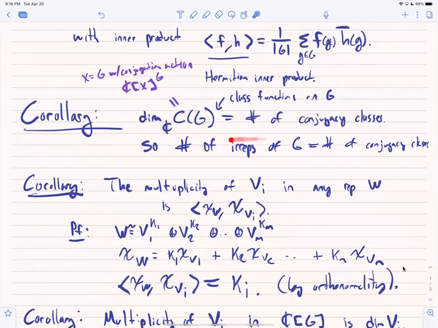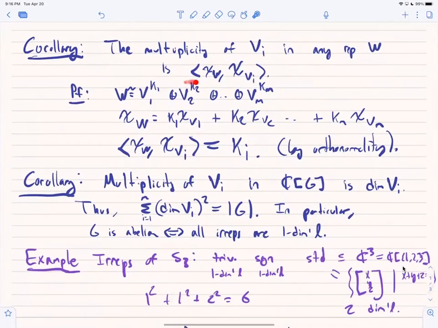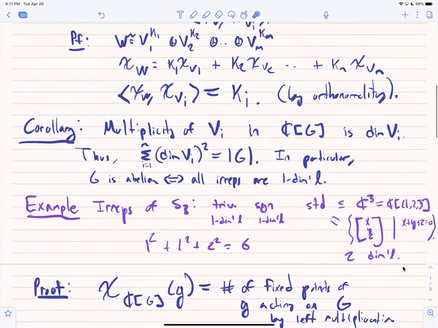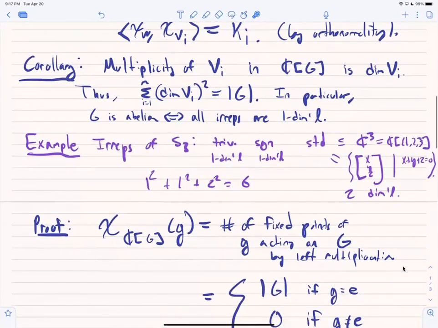But then we got these nice corollaries. We got that the number of irreps is just the number of conjugacy classes. We got that we can compute the multiplicity of any irrep in any other representation using this inner product of the characters. So this is a very computable way to decompose representations into irreducibles, if you know the characters of the irreducibles. And by applying this to the regular representation, we got this nice numerical control over the sum of the squares of the dimensions of the irreducible representations.